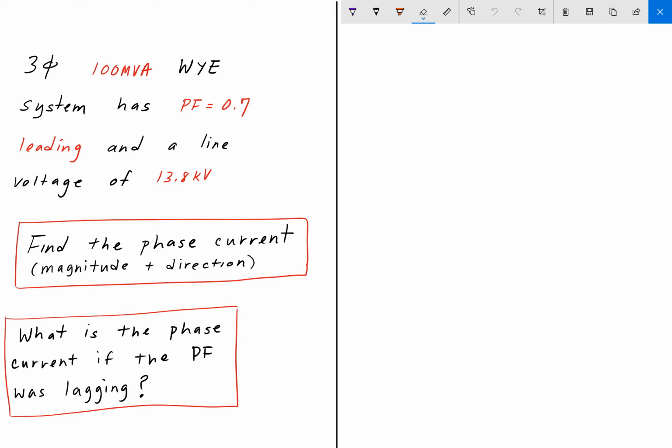For this next problem, suppose that we have a three-phase Y-connected system, and this system is 100 MVA and has a power factor of 70%, and this power factor is leading, and the line voltage is 13.8 kilovolts. Here we're asked to find the phase current, both the magnitude and direction of this system. And lastly, we're asked to find the phase current, again, magnitude and direction, if the power factor was lagging.